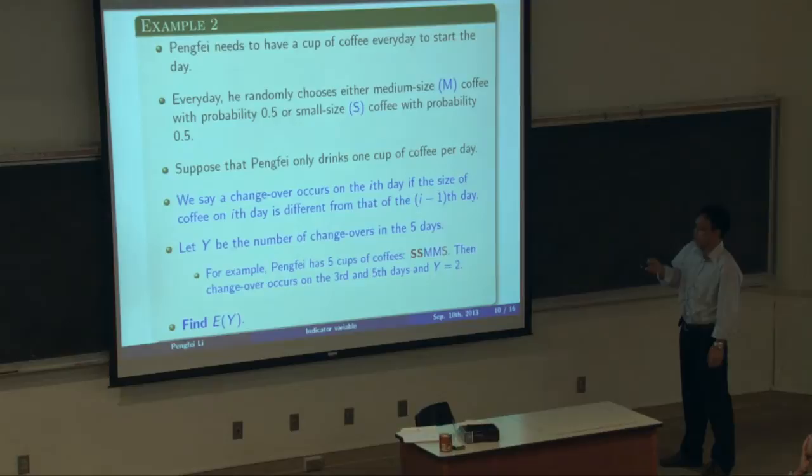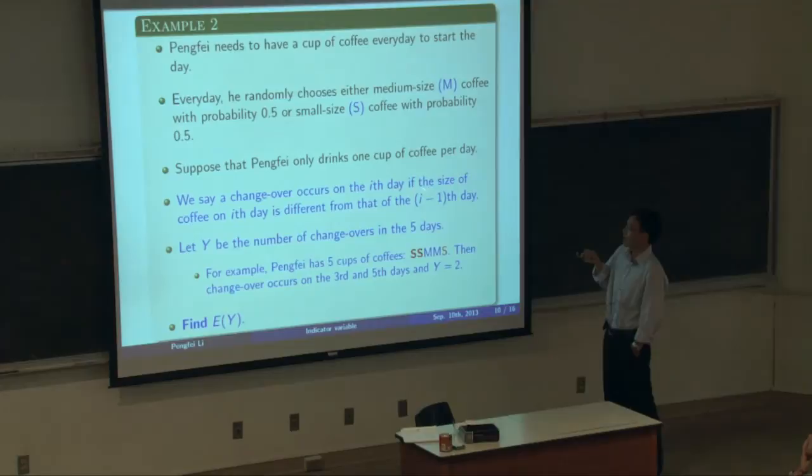So we start from here. We see that a changeover occurs on the i-th day if the size of the coffee on the i-th day is different from that of the (i-1)-th day. What we are interested in is the number of changeovers in 5 days.